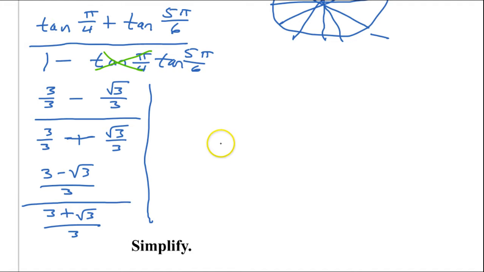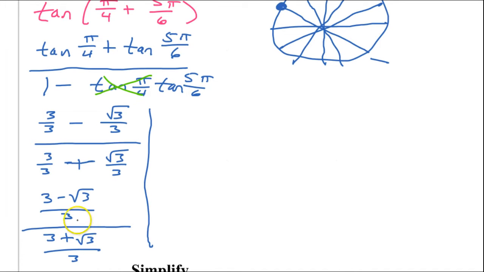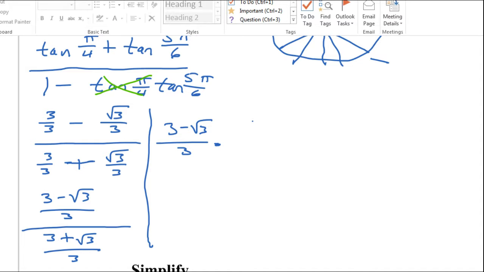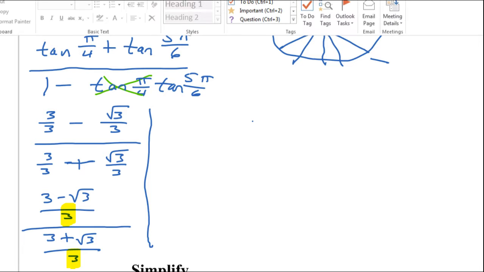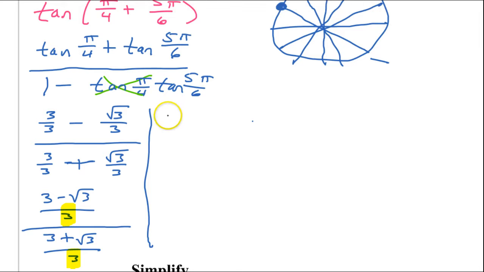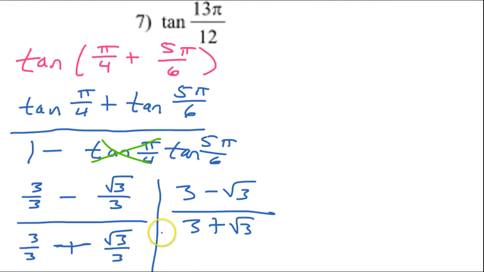All right, so what now? Let's multiply by the reciprocal. So this is going to be the same thing as 3 minus radical 3 over 3 times... no, I don't need to do that. I'm supposed to say, oh look, the denominators are the same, so they're just going to cancel out. So now I have 3 minus radical 3 over 3 plus radical 3. And that will be the final answer.